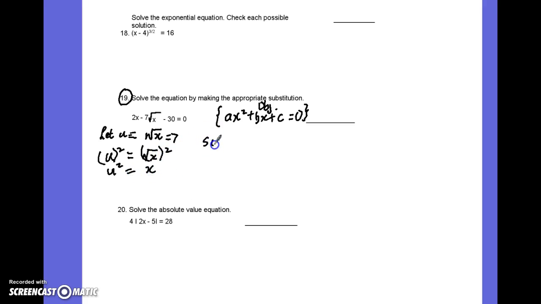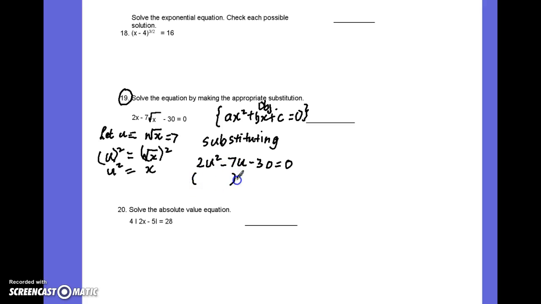Now substituting, let's substitute all in terms of u. Here's what I'm going to get. I'm going to get 2x, and instead of x, I'm going to write u squared, minus 7 times the square root of x. 7 square root of x is u. That's the initial setup we have here. I'm going to put u minus 30 equals 0. Okay? That's one way we could do it.